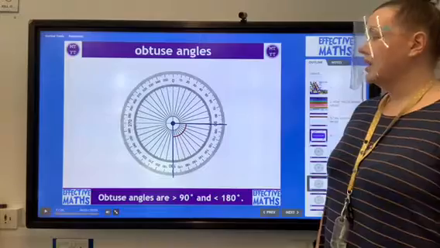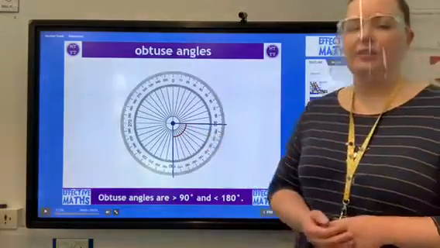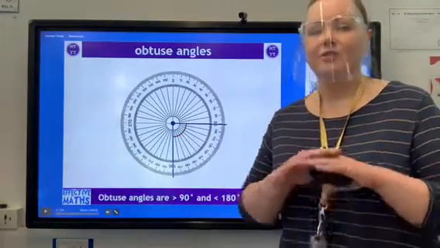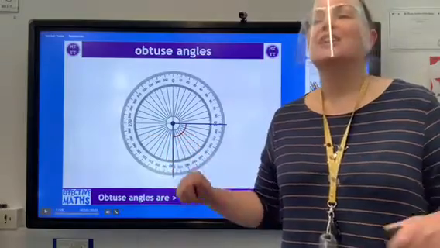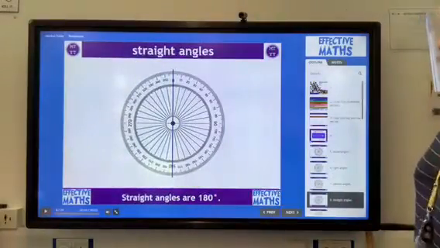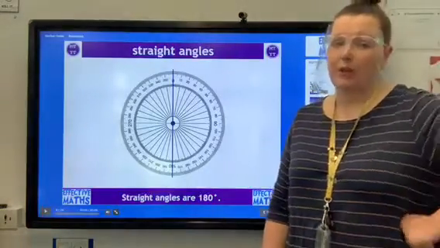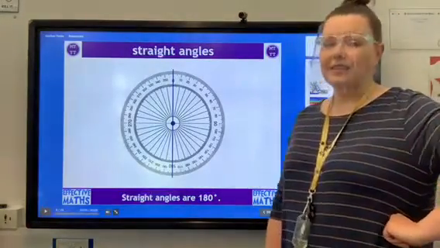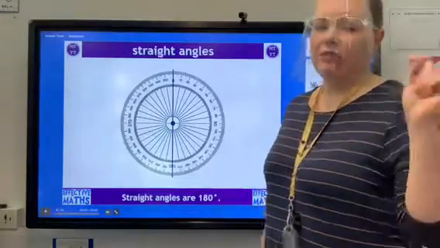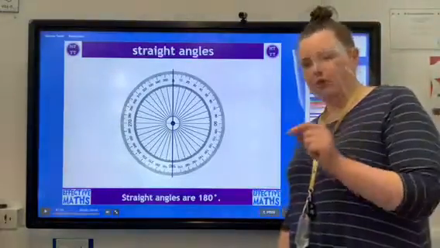Why are they less than 180? What is an angle that is 180? It is a straight angle. There we go. Straight angles are 180 degrees. Remember, and I keep saying it myself. I was watching my video back last night and I was like, I don't say degrees. So we need to remember it's 180 degrees. We are saying degrees.